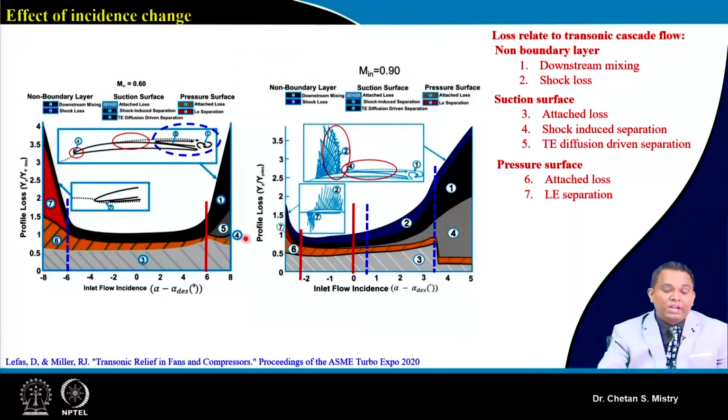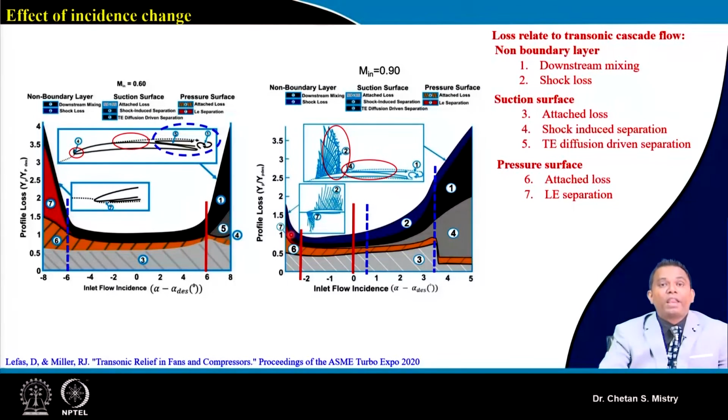Now, towards the negative incidence direction, if we go to maybe an incidence angle of minus 2.2 or 2.4, under that condition, this is my shock losses. Shock losses we can see, this is my blue color one, and because I have negative incidence, we will have the formation of shock here, which will lead to leading edge separation, and that is increasing my losses.